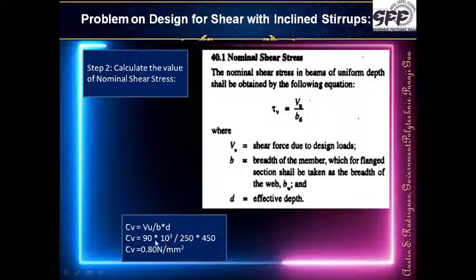Vu has already been calculated as 90 kilonewton. So we are converting it to newtons. So 90 into 10 raised to 3, because these are in mm. b is 250 mm, d is 450 mm. So we get tau v as 0.8 Newton per mm square. The value of the nominal shear stress is 0.8 Newton per mm square. This is what we have got. Now let's proceed to step number 3.